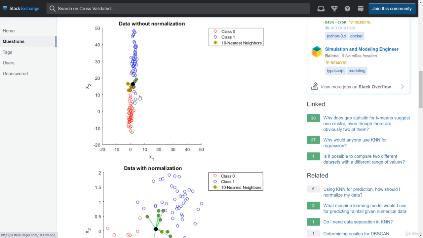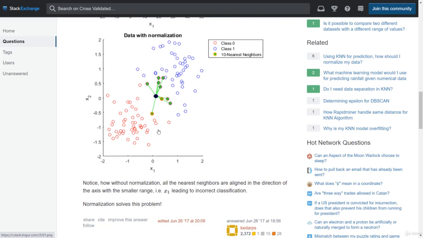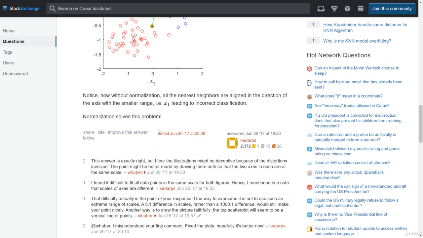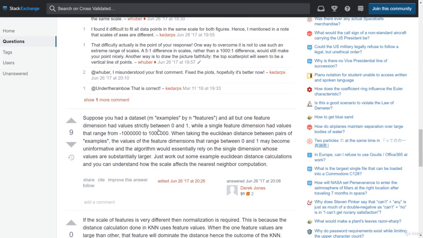While here, we could have the class of this point, the same point, right? This is the same test point. But here, we will classify this point to be red, right, because the nearest neighbors here are mostly red, while here most of them are blue. And after normalization, we see that the actual distribution for the data shows that when we have a data point here, it should be blue, right? So this is very, very important, and this is the correct answer, and this answer is explaining it in a very, very good way, and you can check also the other answers.